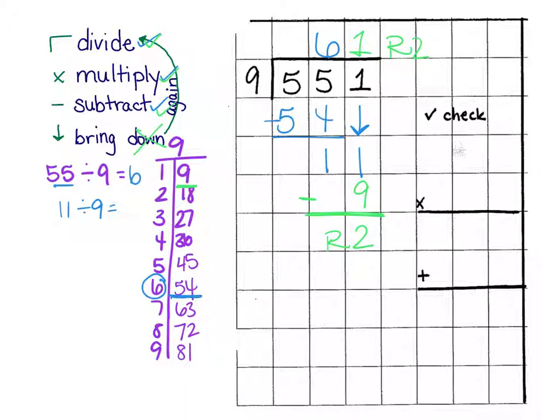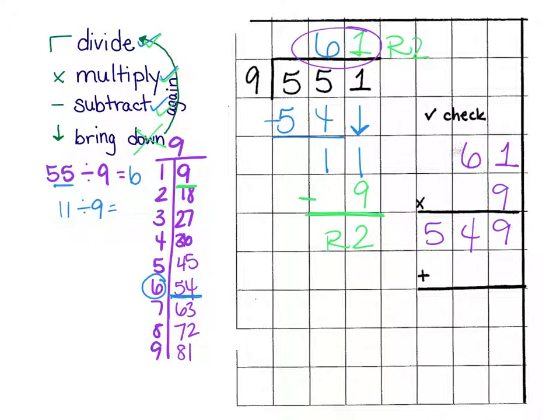Let's check our answer to see if we're correct. I start with my answer, 61, and we multiply it times the divisor, 9. Let's multiply. 1 times 9 is 9. 6 times 9, if you don't know that, come back over here. 9 times 6 is 54.